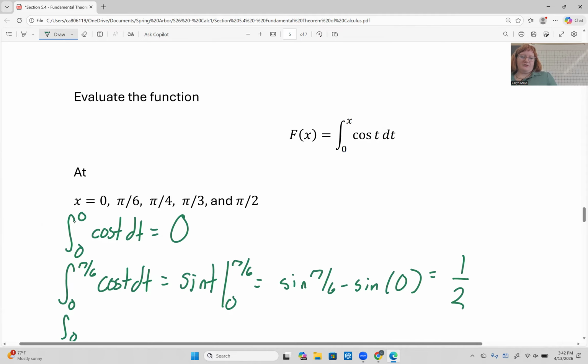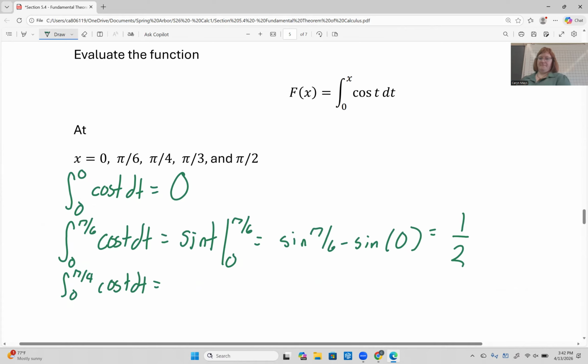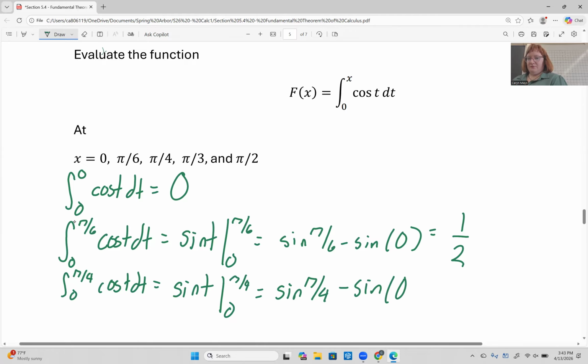And I could do this again. Pi over 4. Tell me why I keep writing dt. What would be next? T. Then when I plug those in, I get sine of pi over 4 minus sine of 0 equals square root 2 over 2. Okay.